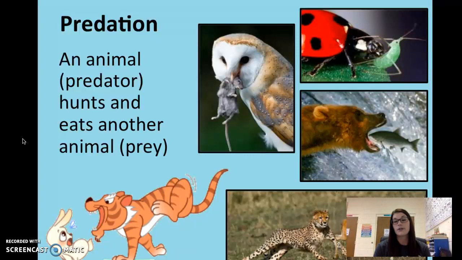Of course, we have a bear and a fish. The bear would be the predator, the fish is the prey. And then lastly, I think my face is covering it up a little bit, but there's a leopard or a cheetah after a gazelle. The leopard or cheetah, because it runs faster, it's bigger, it's a meat eater, is the predator, and the gazelle is the prey.